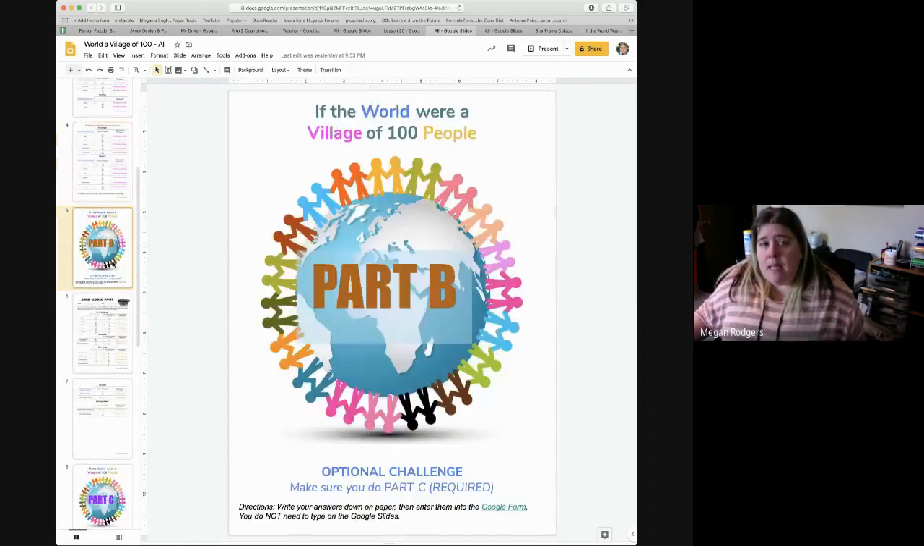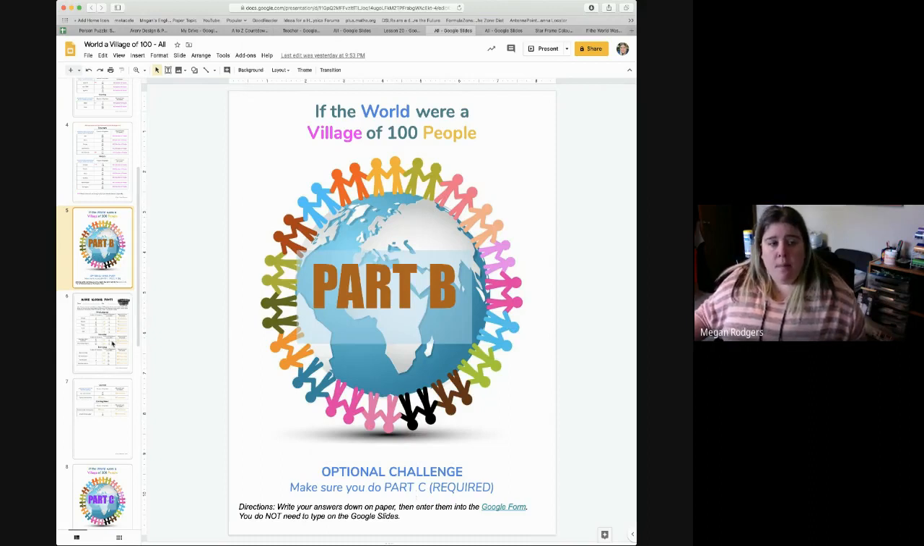Part B is what I'm considering an optional challenge. If you're struggling with this, skip part B. If you are someone who thinks it's easy and you want to learn some more stuff, part B is the way to go. Again, there is a Google form here. Keep in mind, if you are not doing part B, you must still skip to part C and do part C.